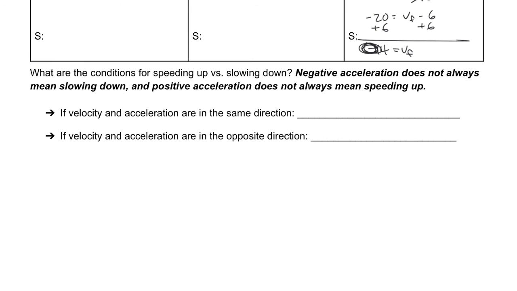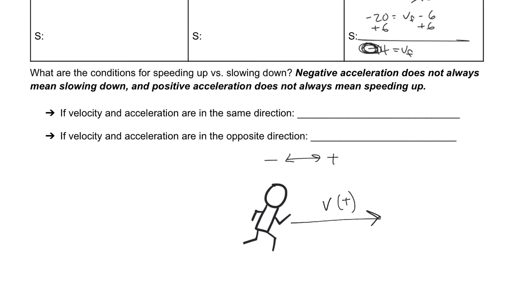This last question says, what are the conditions for speeding up versus slowing down? Note that negative acceleration does not always mean slowing down. Positive acceleration does not always mean speeding up. So let's think about this in kind of picture form. This is just showing you directions. Positive is to the right, negative is to the left. So imagine that I have this runner here running to the right. That means his velocity is in the positive direction.